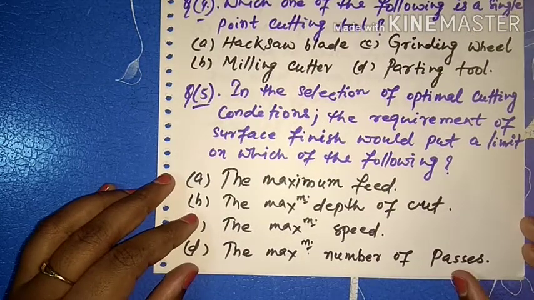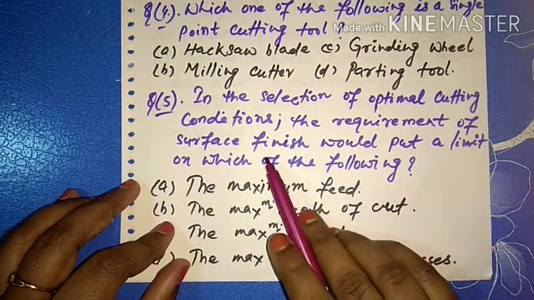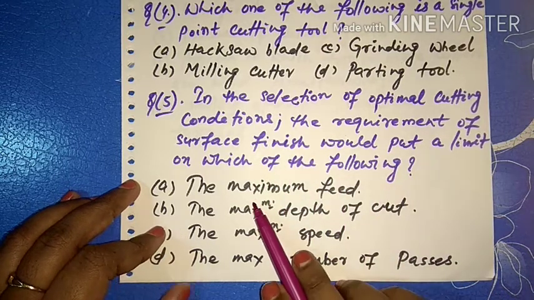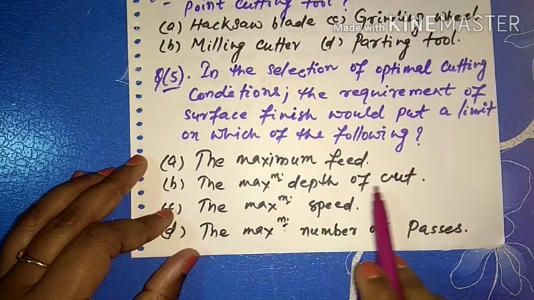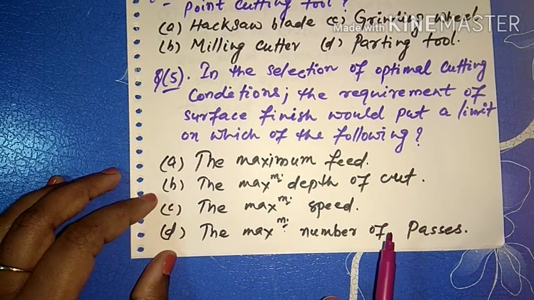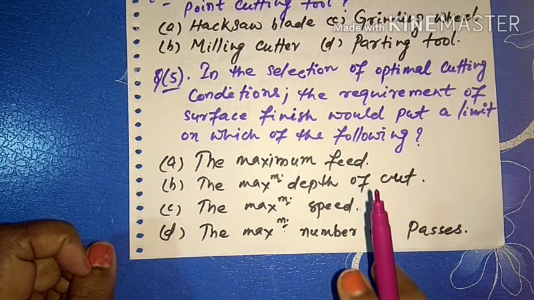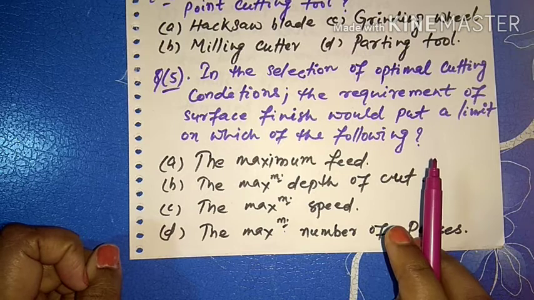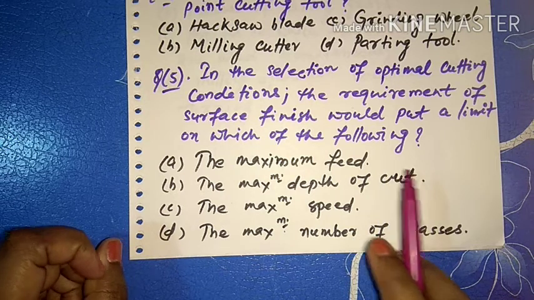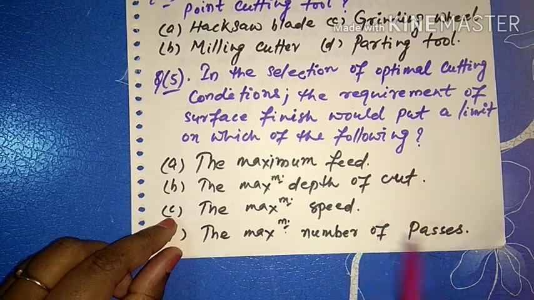Now in the selection of optimal cutting conditions, the requirement of surface finish would put a limit on which of the following? First, the maximum speed. Second, the maximum depth of cut. Third, the maximum speed. And fourth, the maximum number of passes. We know that surface finish is only dependent upon feed and nose radius. सरफेस फिनिश जो मेरा है केवल और केवल फीड एंड नोज रेडियस पे डिपेंड करता है. सो ऑप्शन ए इज करेक्ट आंसर, द मैक्सिमम फीड.